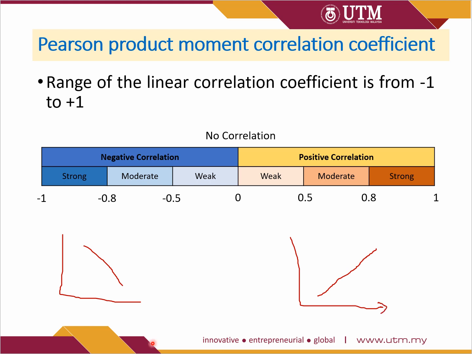Okay, and then for positive correlation from 0 up to 1, weak positive correlation is between 0 and 0.5, the value of 0.5 to 0.8 shows a moderate positive correlation, and between 0.8 and 1 shows a strong positive correlation. And a correlation coefficient of 0 means that there is no correlation between the two variables.